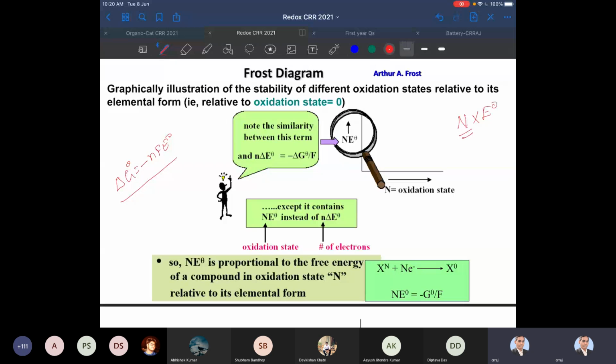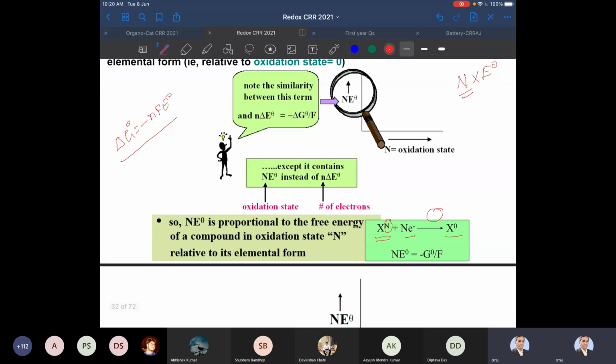What is the reduction potential? I have shown here at the bottom: Xn+ plus N electrons, because my oxidation state is capital N, N electrons gives you X0. This is the potential that I am plotting after multiplying with the oxidation state. So capital N E0 is proportional to the free energy of a compound in oxidation state N. Keep in mind, this is relative to the elemental form, not anything else, not between an individual couple. It is relative to the elemental form.